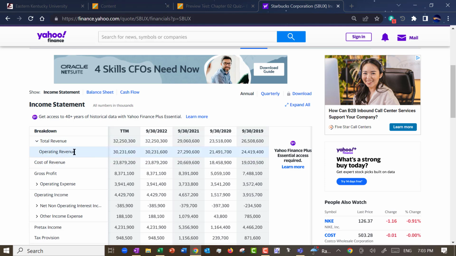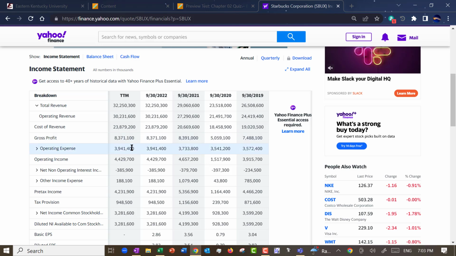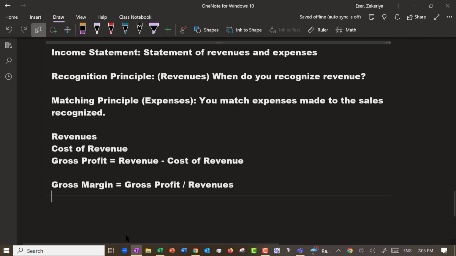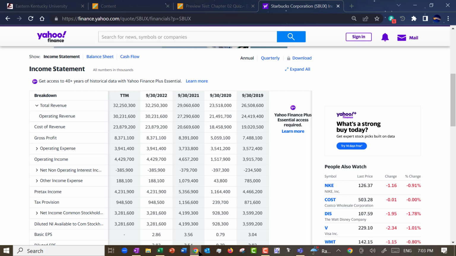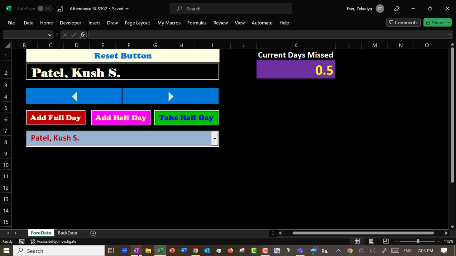All right. Their total revenue, 32,250. Cost of revenue, 23,839. Gross profit is 8.3. So for Starbucks, I think 2022. Let's see. Or trailing 12 months, but it's good enough.